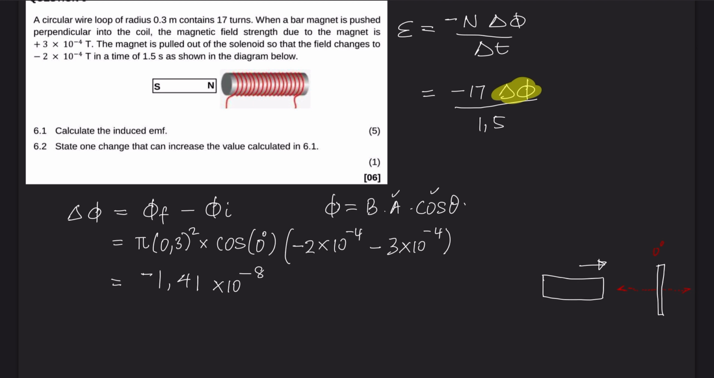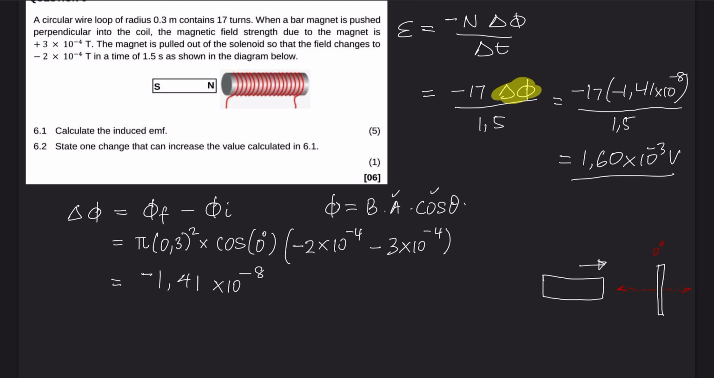Now we can take this value and substitute it in our original equation. So minus 17, and then our answer minus 1,41 times 10 to the negative 8 divided by 1,5. So let's check this. Minus 17, then minus 1,41 times 10 to the negative 8 divided by 1,5. And here we get an answer of 1,60 times 10 to the negative 3 volts. Very small voltage. Okay, and that's how we solve it.